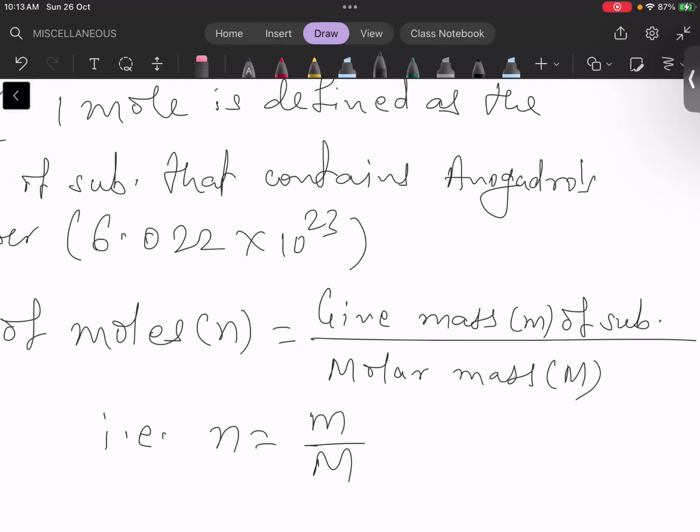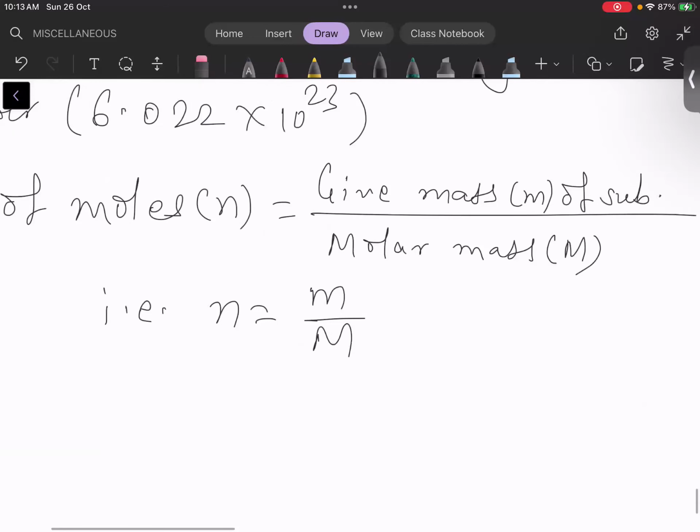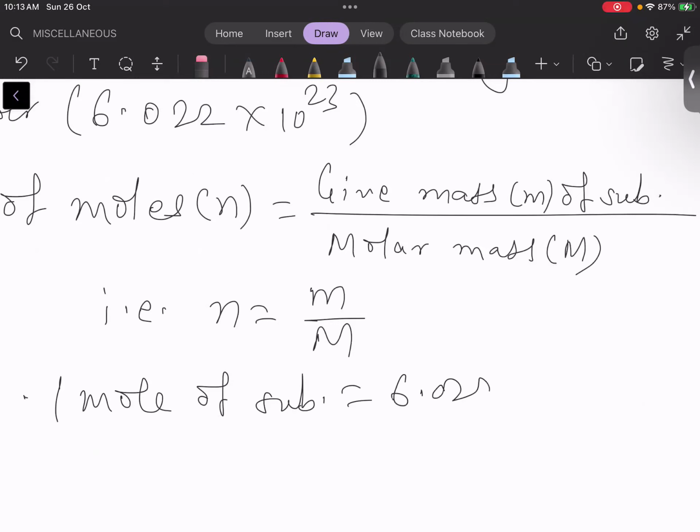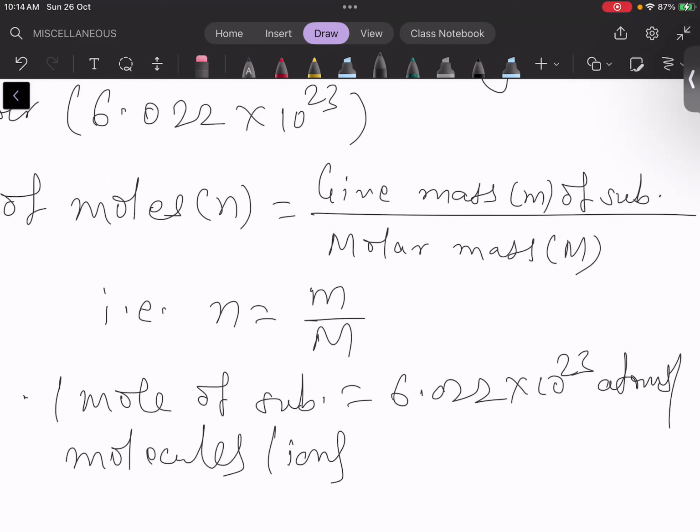No, sir. So 1 mole of a substance is equal to what? 6.022 into 10 raised to 23 atoms or molecules or ions. Is there any doubt? No, sir. Okay, okay.